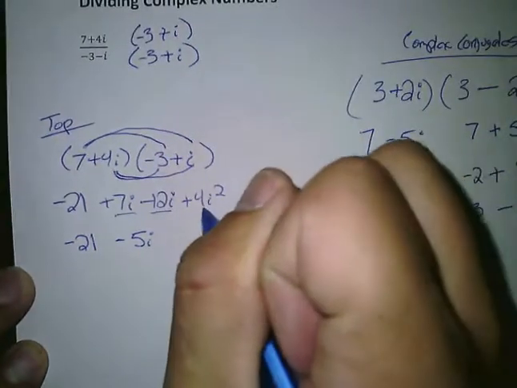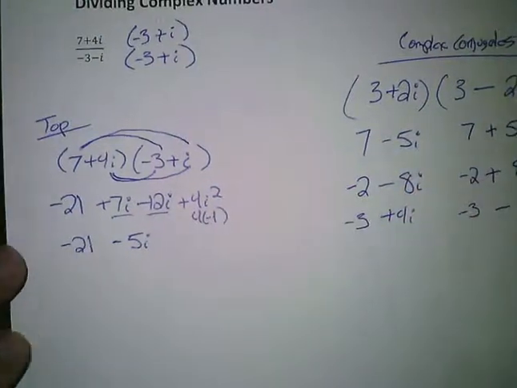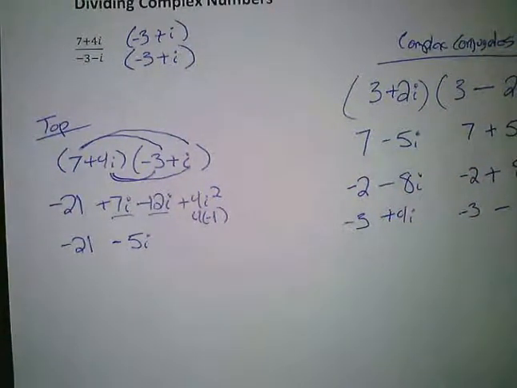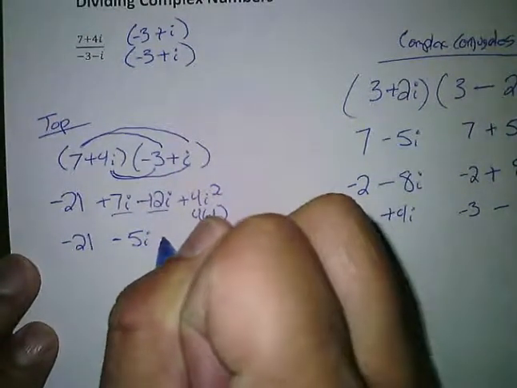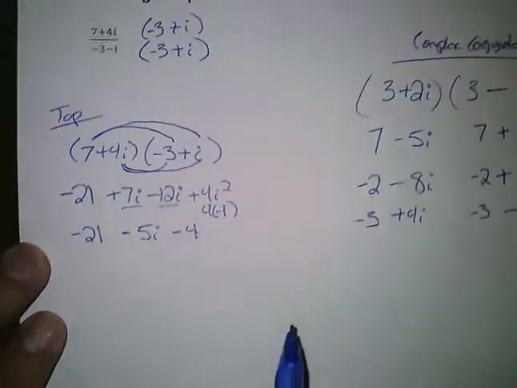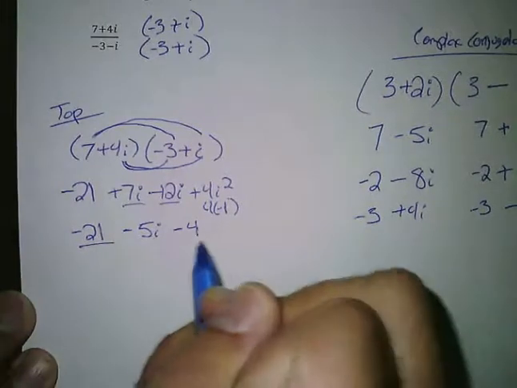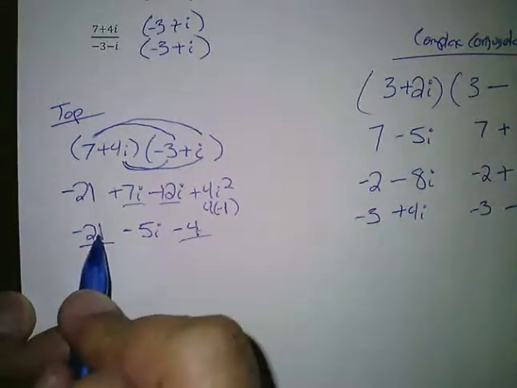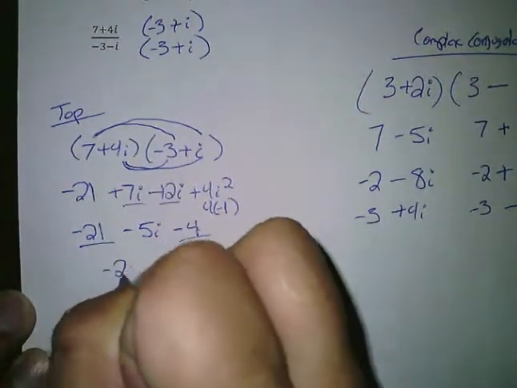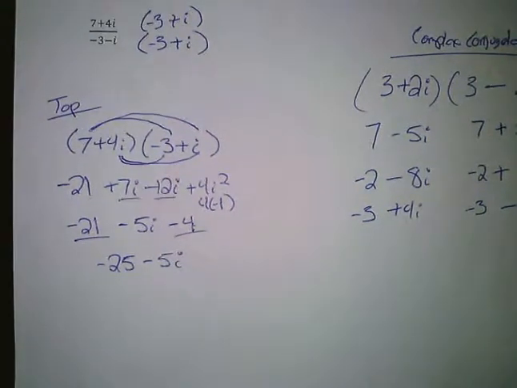We remember that i squared represents -1. So instead of 4 times i squared, I really have 4 times -1, which is -4. Continuing to simplify, I have like terms of -21 and -4. -21 minus 4 takes us to -25, and we still have a -5i.